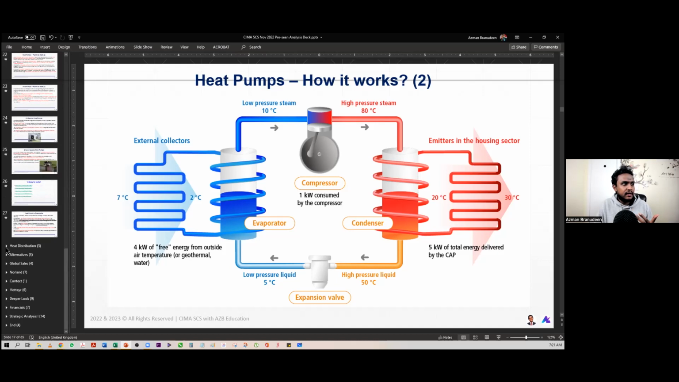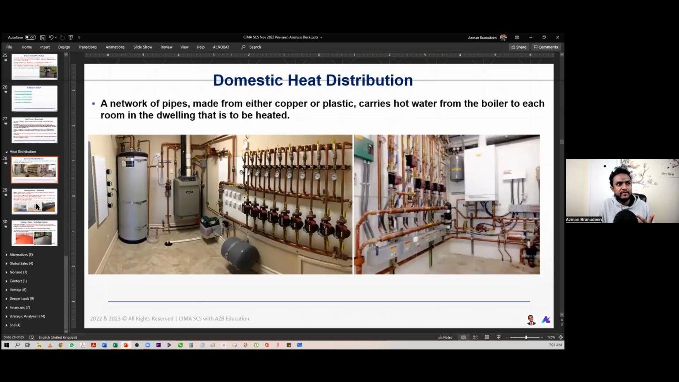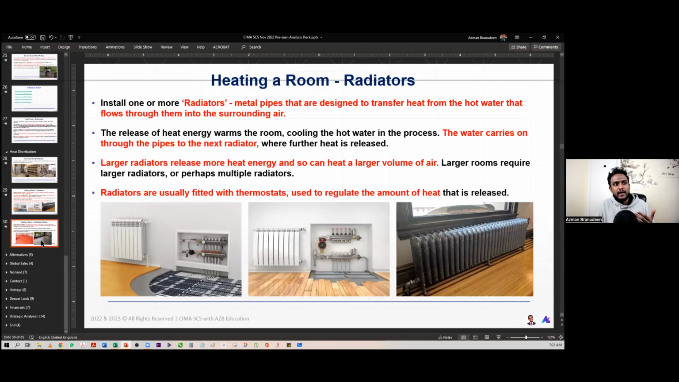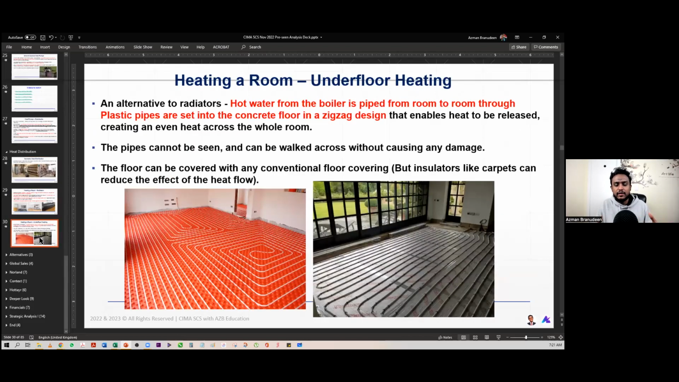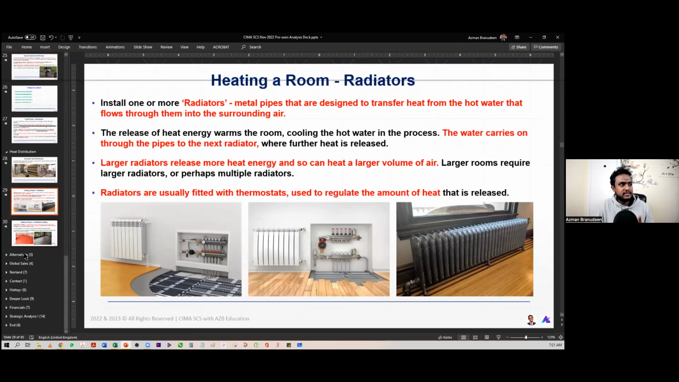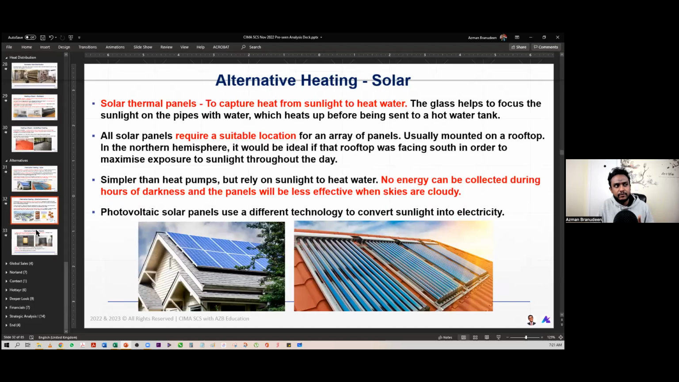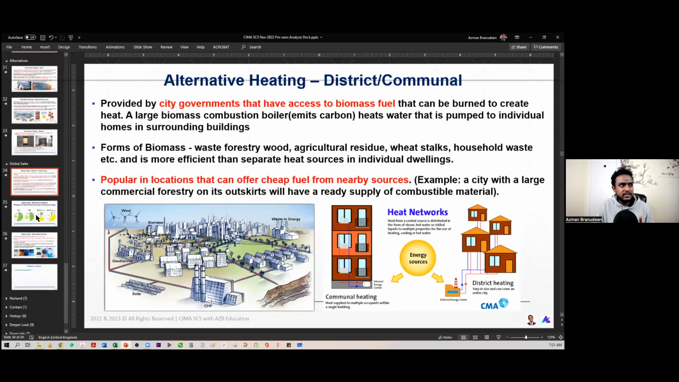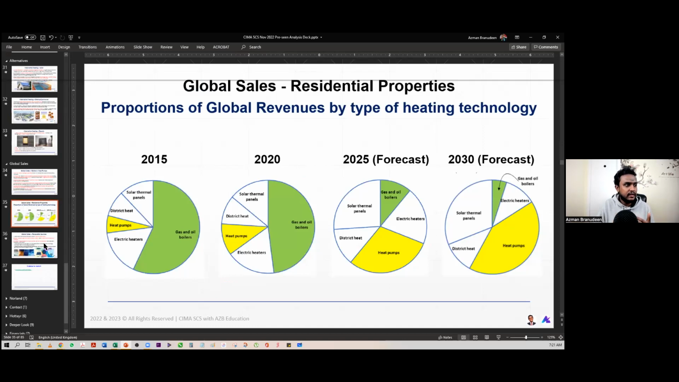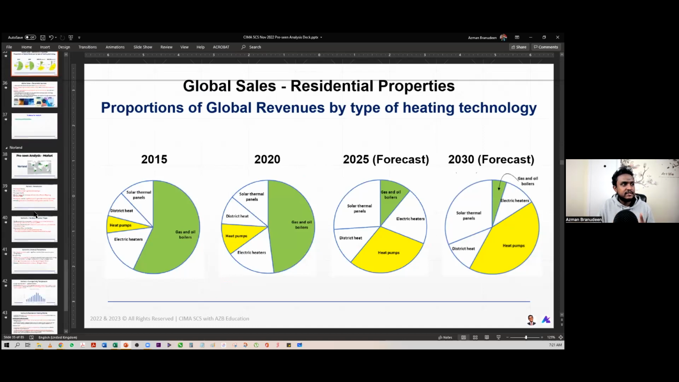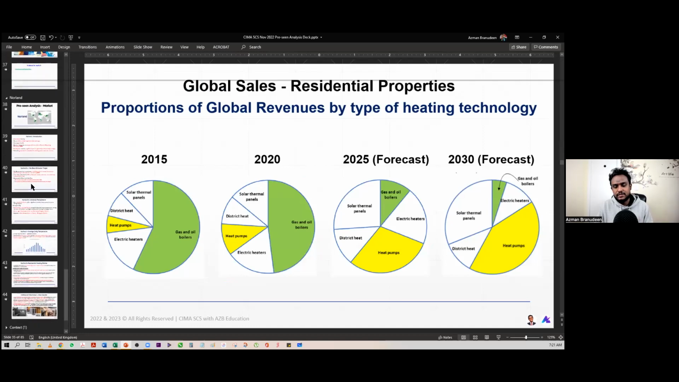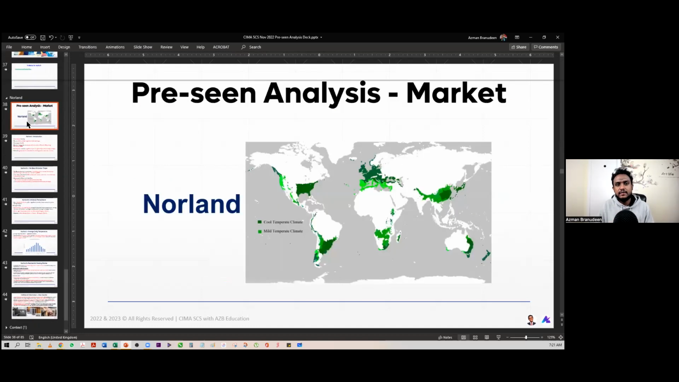Then we looked at heat distribution mechanisms, what kind of technology is being used, the piping, the radiation, how the radiators work, underfloor approaches, by-the-wall methods, etc. Alternative heating was looked at. The global picture, which the pre-scene has presented, was looked at. And finally, we started slowly looking into Norland, which is your particular market, the country that you're operating in. It has very specific climate conditions. That's basically what we work with.